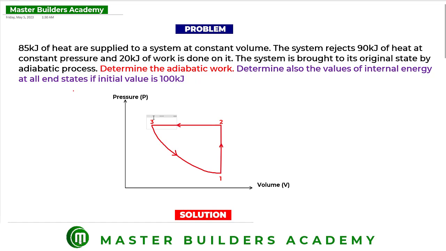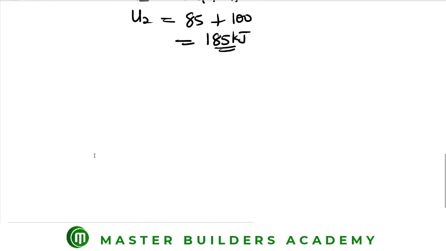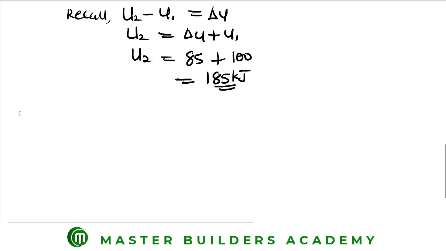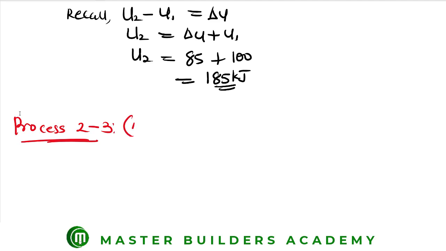All right, having done this, the next thing we want to do is to quickly dive into the second process. I said the system rejects heat at constant pressure. That process where we have constant pressure is process 2 to 3. So we'll now take process 2 to 3. And what's the condition for this process? At constant pressure.